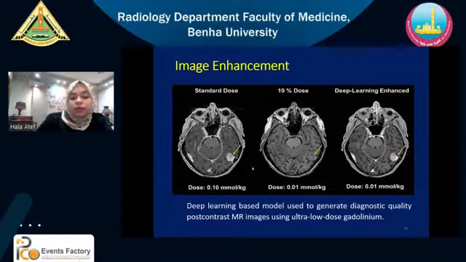Here, a deep learning based model is used to generate diagnostic quality post contrast MRI images using an ultra low dose of gadolinium. Here is a conventional MRI image with the maximum, or standard, dose of contrast media. And here is the conventional image with the lowest dose of gadolinium. But here the deep learning based image gives us better enhancement using the lowest dose of contrast media.